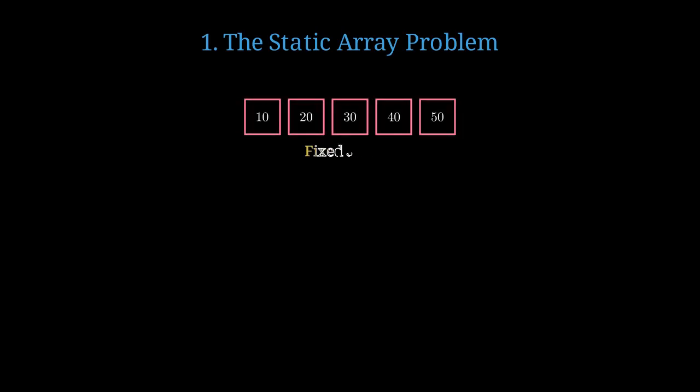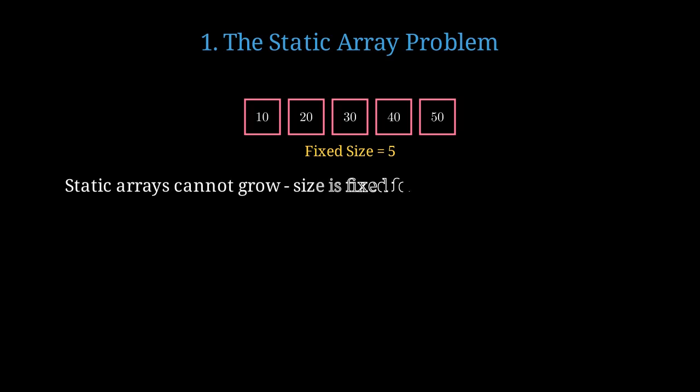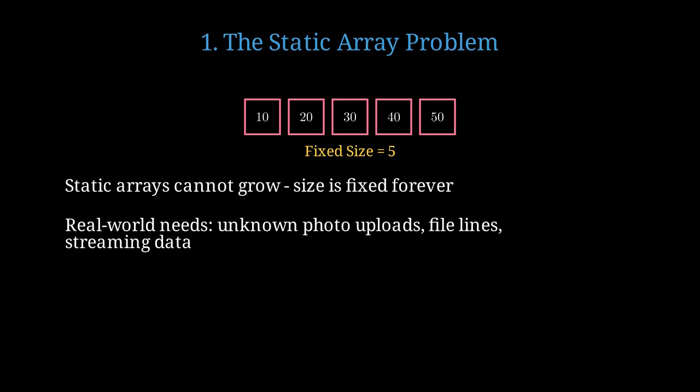Static arrays have a fixed size determined at compile time. Once created with 5 slots, you cannot add a 6th element. The fundamental problem is that static arrays cannot grow. Their size is fixed when created and cannot change. But real applications need flexibility: uploading unknown numbers of photos, reading files of unknown length, processing streaming data.